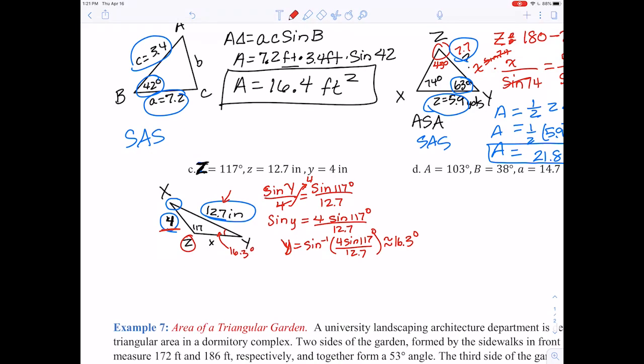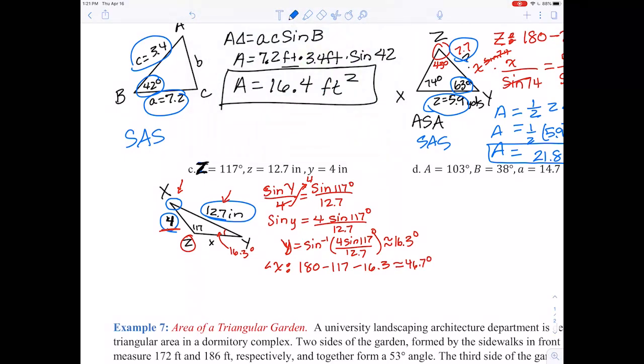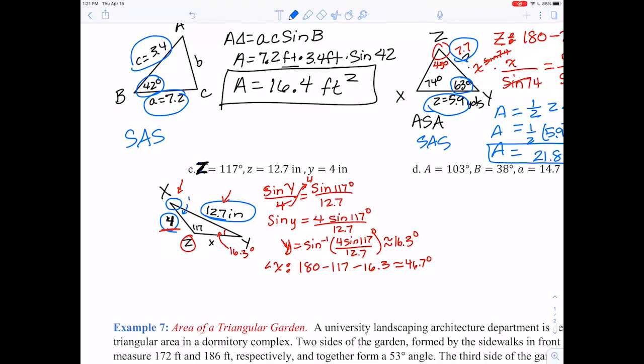Okay, perfect. So now remind yourself, we're trying to get side, angle, side. So we really do need angle X. And to find angle X, that'd be simple. We'll just take 180 minus 117 minus 16.3, plug that into our calculator, and we get 46.7 degrees. So I'm going to grab my blue pen here and put a little measure here of 46.7 degrees. So now we have side, angle, side, so we can find the area of this triangle.